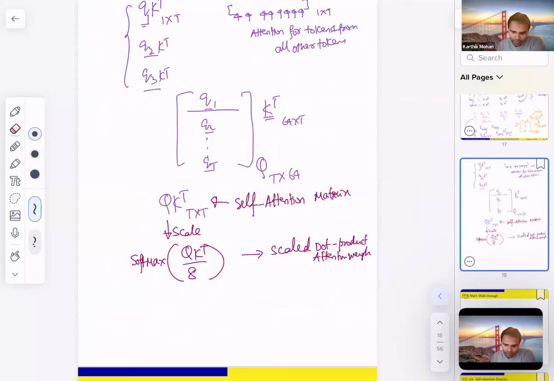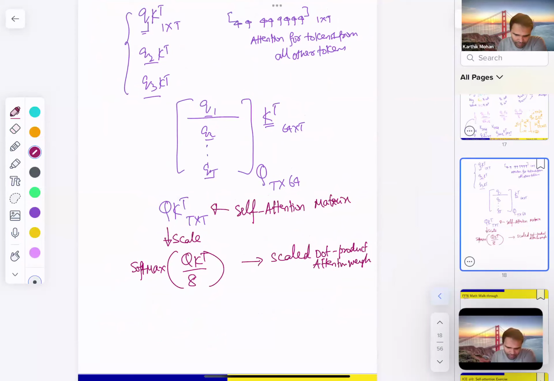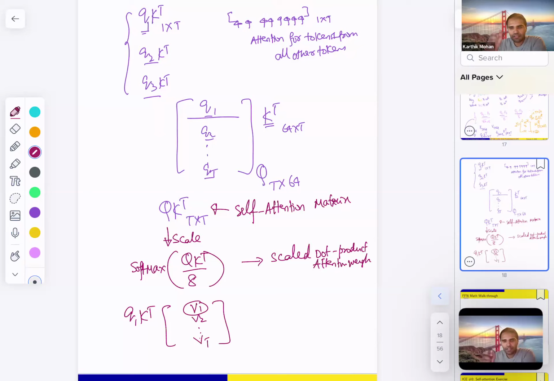If you go back and look at Q1 K transpose, this gives me the attention weights for each token. If I multiply it by this matrix, V1, V2, and so on up to VT, it takes each value multiplied by the attention weight for that token, and then sums it up. So this is going to be the first element of Q1 K transpose times V1, plus the second element of Q1 K transpose times V2, and so on.